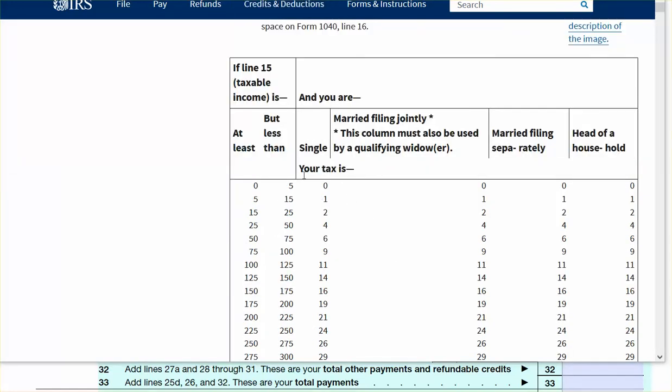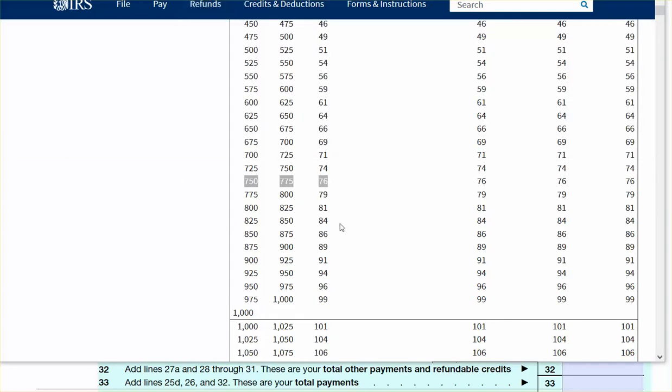Angela's tax would then be found in the first column because Angela is single. So we could find this column to figure out her tax. Based on Angela's taxable income, she owes $76 in income tax. We will enter that on line 16.